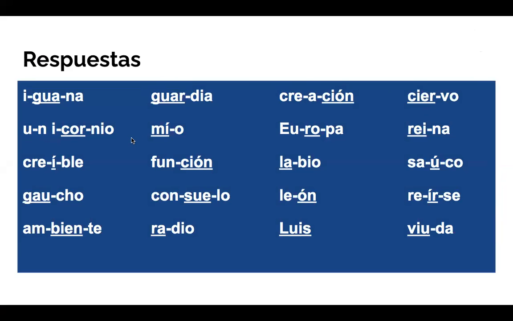Okay. There is a diphthong here between the I and the O. Okay. And so we don't want to put an accent over the I. This happens to be a palabra llana, ending in a vowel, so it will not need an accent.